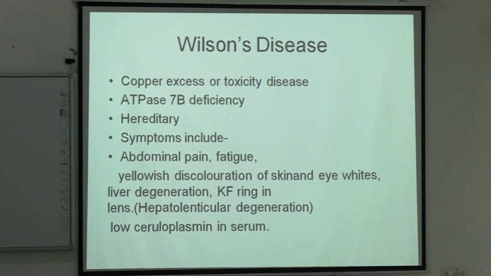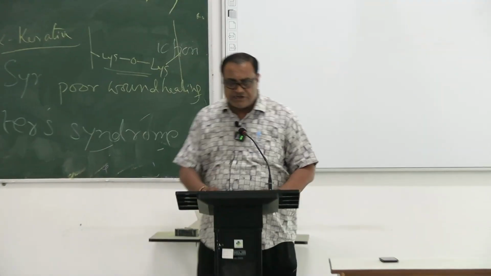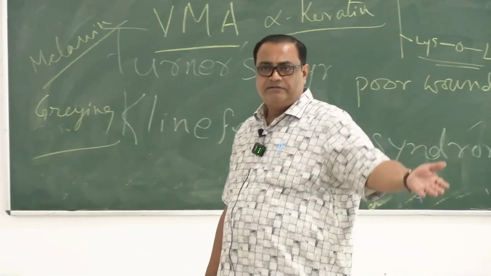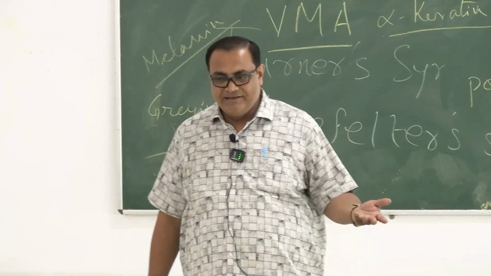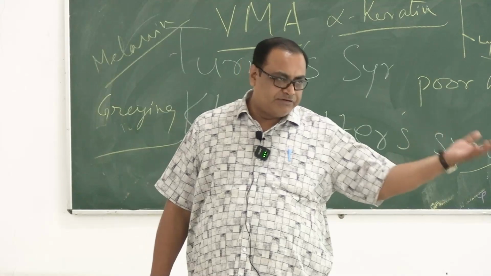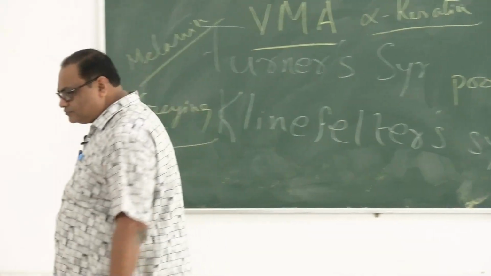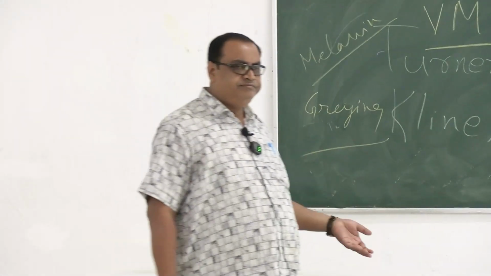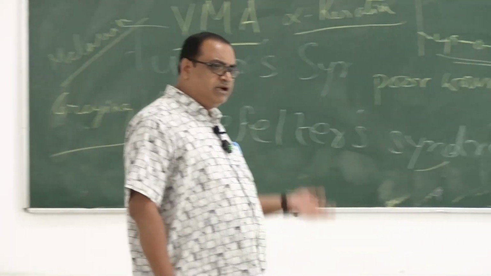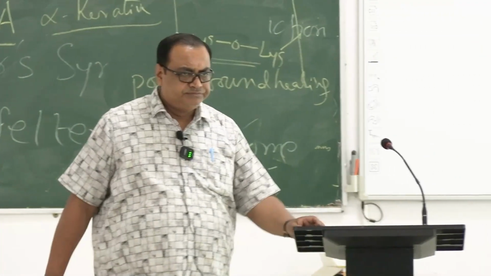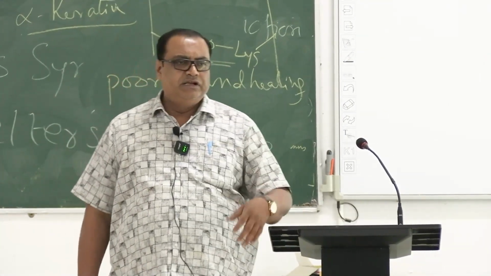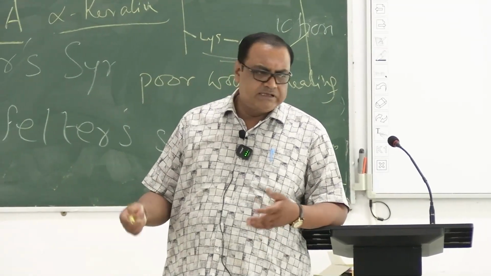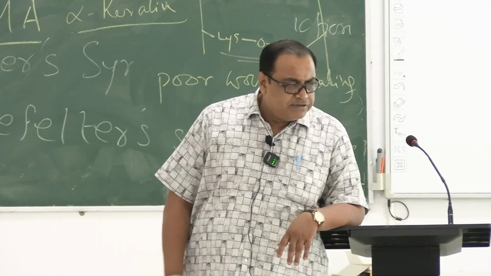Next. Now there are two disease conditions we have to study. One is copper excess, and the other is copper deficiency. First we start with copper excess. The name of the disease is Wilson's disease. This is also called progressive hepatolenticular degenerative disease. Hepatolenticular degenerative disease means the hepatolenticular cells are degenerated. The name itself suggests the liver is degenerated.